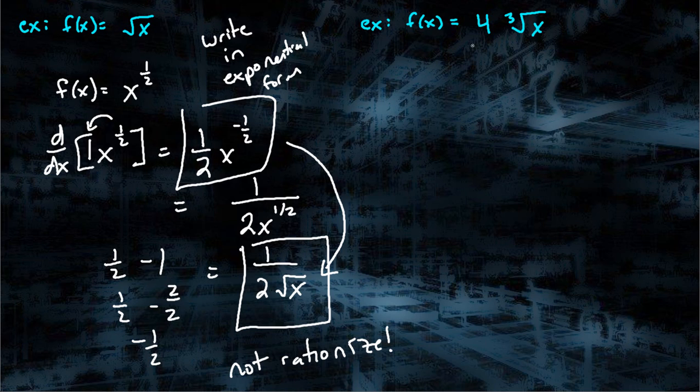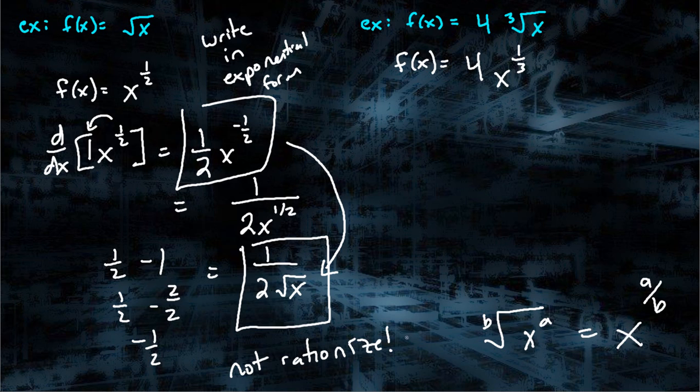Okay, so let's take a look at this. So I'm going to rewrite this, and I'm going to get x to the 1/3. Now, in case you forgot, let's say I have a root, and let's say I have x to the a right here and my index is b, in exponential form that is x to the a over b. Okay, so I've done that. Now I'm going to find my derivative.